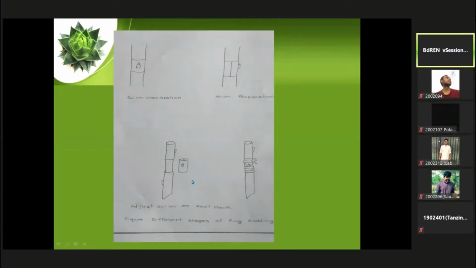So this is the ring. This is the ring. Munira, do you understand, Munira?